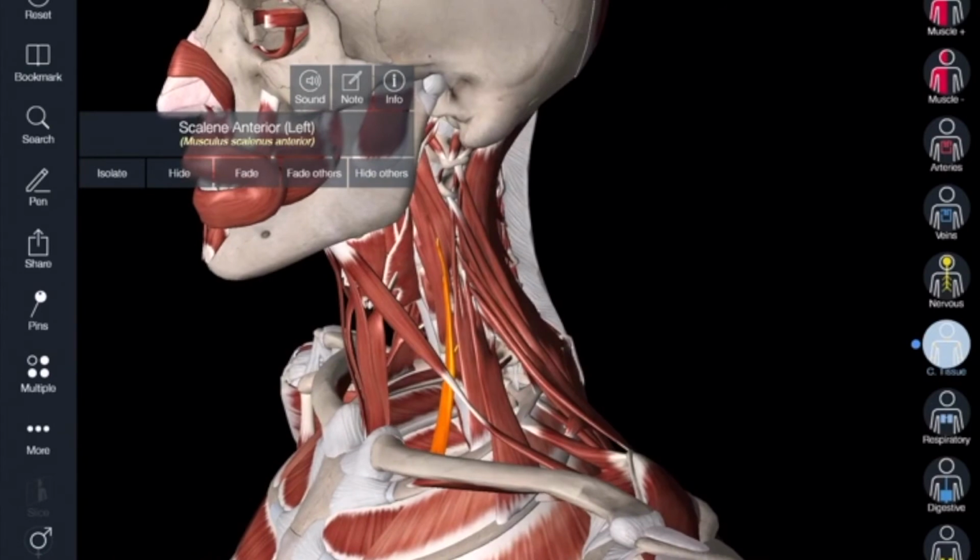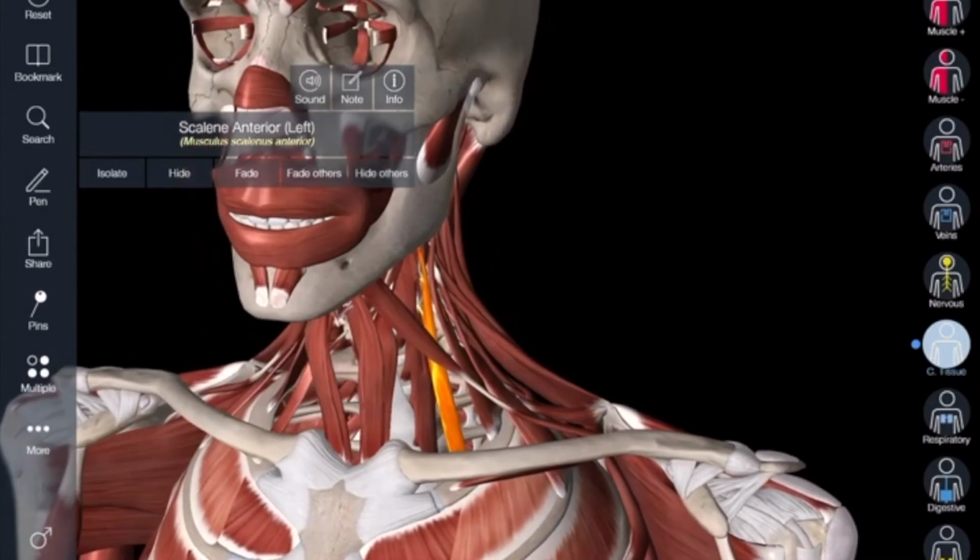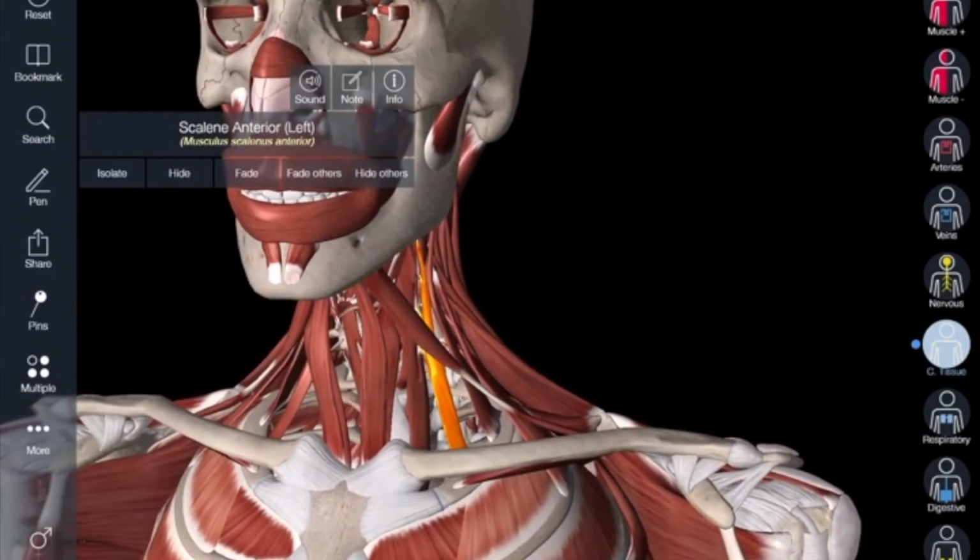So the scalenes are lateral neck muscles. As a group, their attachments, and it's just fine if you just kind of know their group attachments. As a group, so all 3 of the anterior, middle, and posterior scalenes, we'll lump them together as a group and say that their attachments are the transverse processes of C2 to C7. And their insertion are the superior surfaces of ribs 1 and 2.